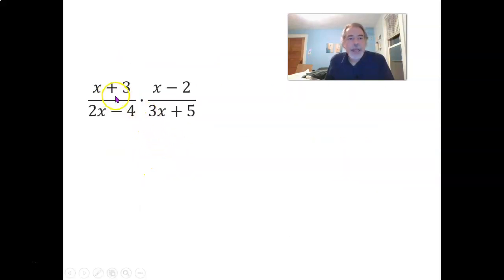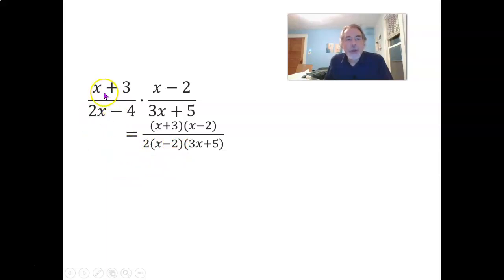So how about this one? x plus 3 over 2x minus 4 times x minus 2 over 3x plus 5. Do you see anything we can factor here? Well, there's not much, but there is one thing. Here, this 2x minus 4, we can pull out a common factor of 2. So we can write it as 2 times x minus 2.